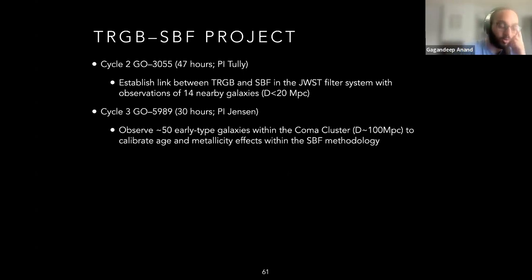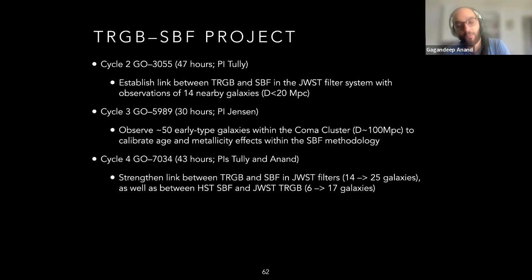We have a cycle 3 program, which is going to calibrate all of the age and metallicity effects for surface brightness fluctuations by looking at galaxies that are at the same distance. They're in the Coma cluster, a rich cluster at 100 megaparsecs. And then we have a couple of cycle 4 programs. One, which is upcoming, will strengthen the link between the TRGB and SBF.